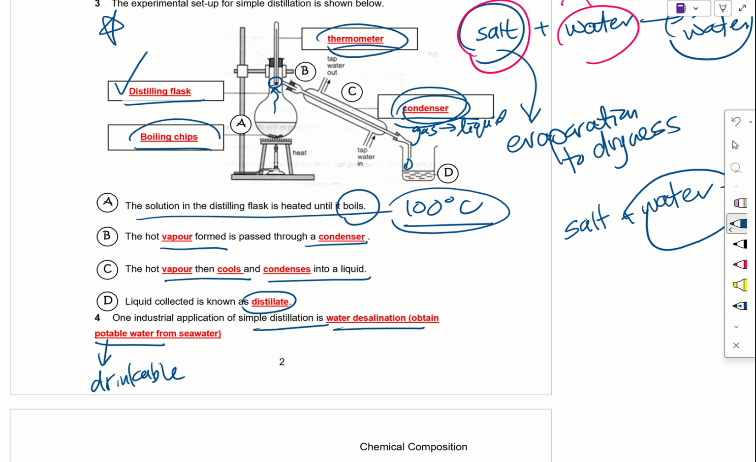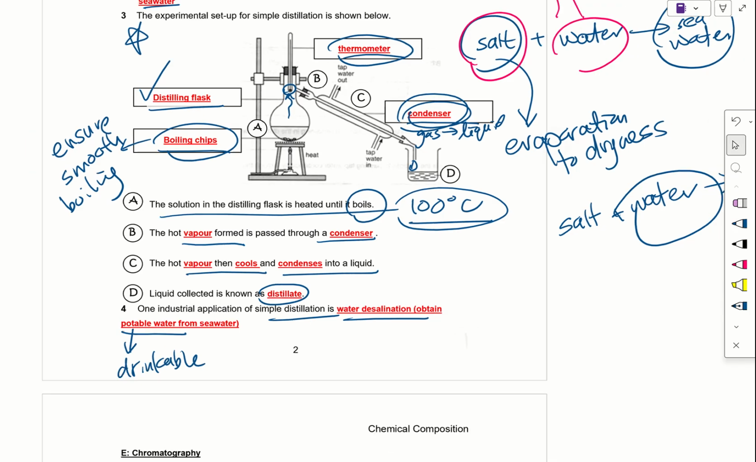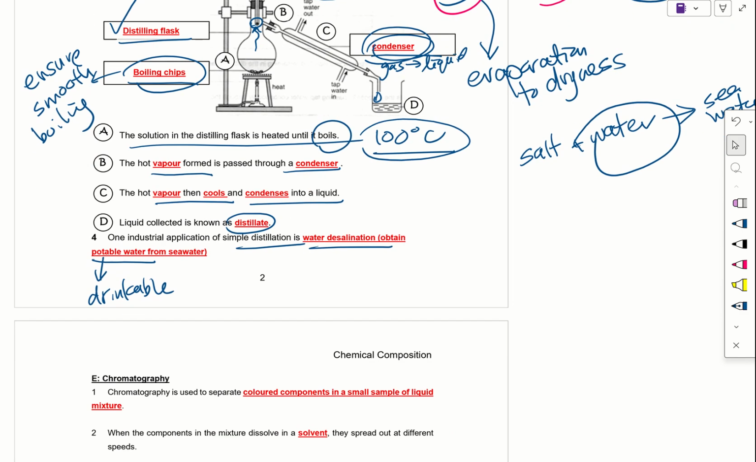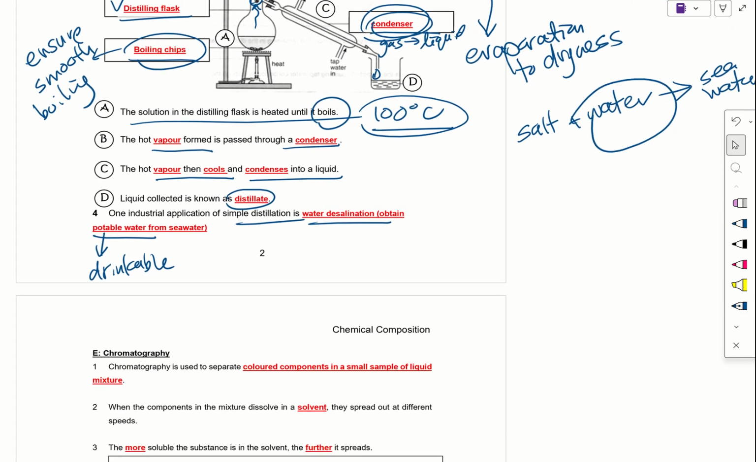How about the boiling chip? The boiling chip is to ensure smooth boiling. Because if there are no boiling chips, there will be bubbles formed when the water is boiling. So I want a smooth boiling, so I put in some boiling chips to cut down on the production of air bubbles.